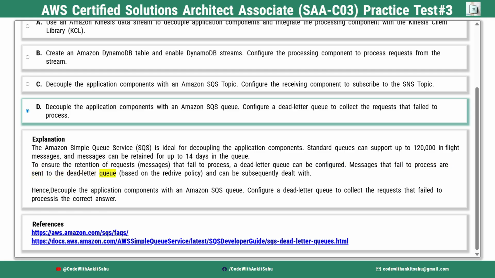Messages that fail to process are sent to the dead letter queue, based on the redrive policy, and can be subsequently dealt with. Hence, decouple the application components with an Amazon SQS queue. Configure a dead letter queue to collect the requests that failed to process is the correct answer. References.